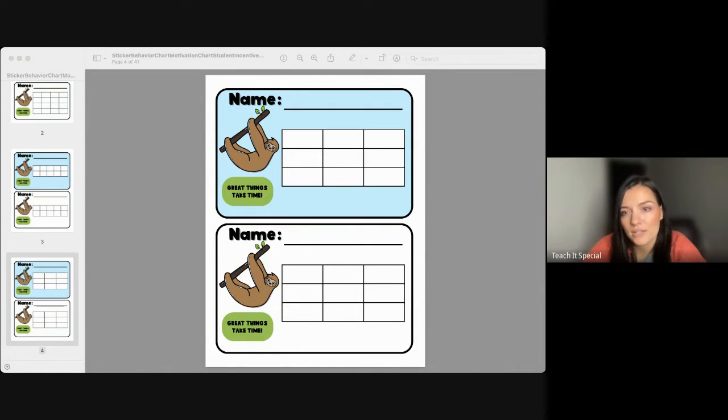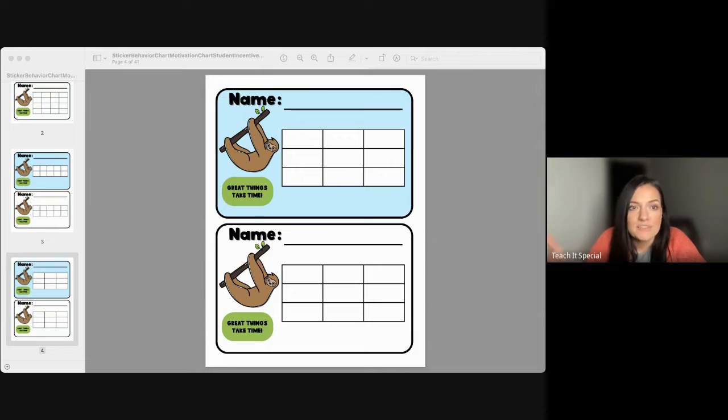Sticker charts are fun because you don't have to give a sticker many times throughout the day. Maybe it's 1 sticker a day. Maybe if the student works hard up until recess, they get a sticker. And maybe if they work hard after recess until the end of the day, they get another sticker. Then whenever they fill up their entire sticker chart, they get the reward or the incentive that they have been working so hard for.